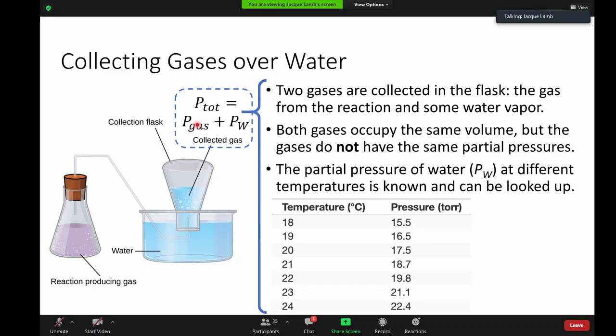Note that both gases occupy the same volume, but they do not have the same partial pressure. And the other requirement of this system that's not stated here is that the gas that you're generating in this flask cannot be one that reacts with water. If it reacts with water, then as it's bubbling through, you're going to be losing some of your gas in a reaction with water. So this is a good way to collect nitrogen gas, for example, because nitrogen doesn't dissolve much in water.